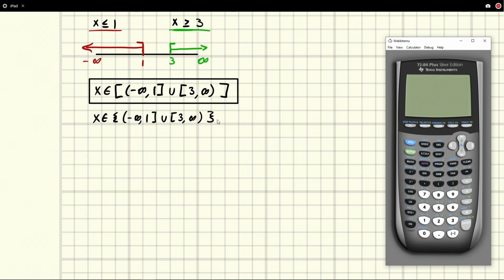And depending on how your professor writes it, they may not even care if you write it in this formal notation. You could just write out this bit in the middle and say that, you know, x has got to be in there, and that would be good enough for a lot of professors.